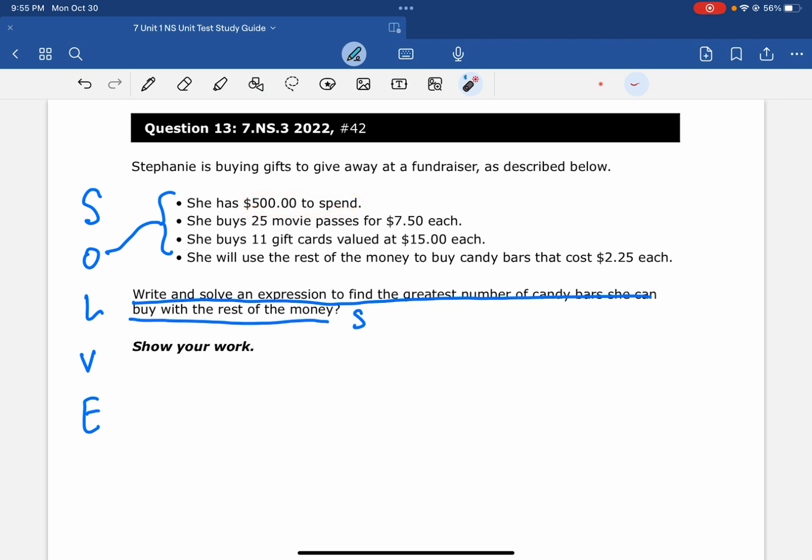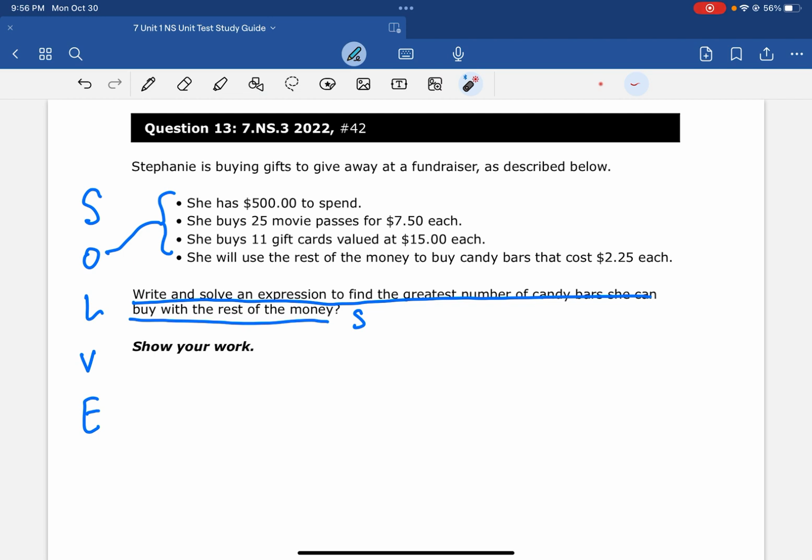So in my plan, I'm going to start with 500. I'm going to take away the cost from buying the movie passes. I'm going to take away the cost of buying the gift cards. And then whatever's left over, I'm going to divide by $2.25 because that will tell me how many candy bars we can buy with the money that's left over. So let's go and write and solve an expression to find that number of candy bars.